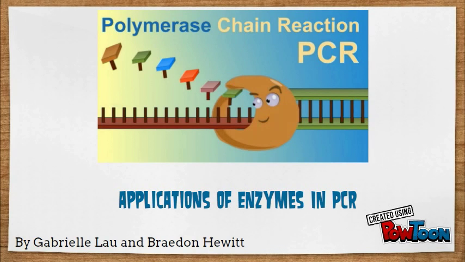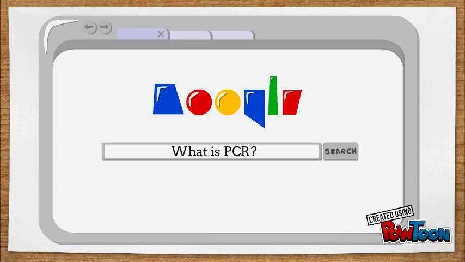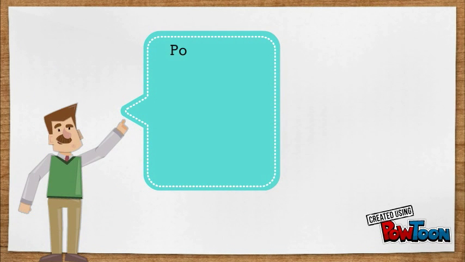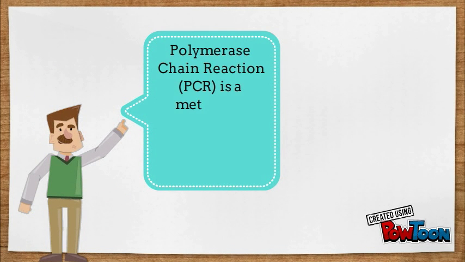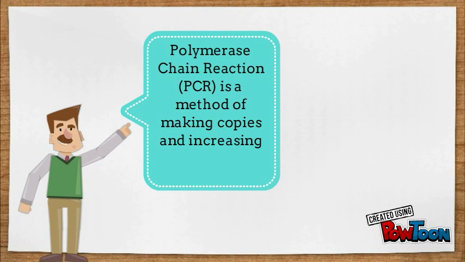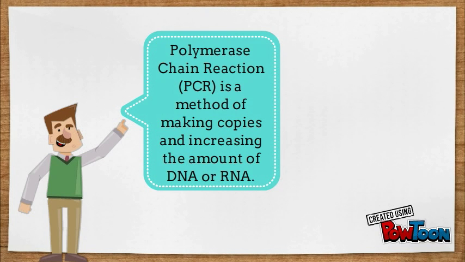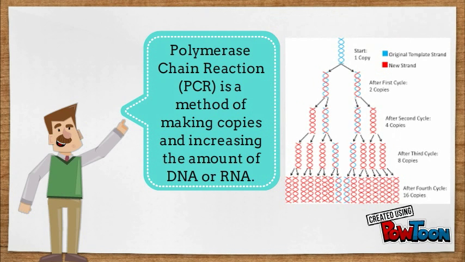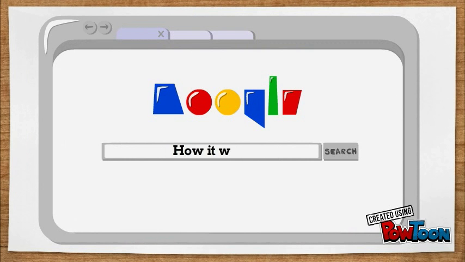Polymerase chain reaction. What is it? Polymerase chain reaction, PCR, is a method of making copies and increasing the amount of DNA or RNA. Through PCR, humans have the capability of retrieving the smallest strand of a genetic code and amplifying it over 1 billion times.